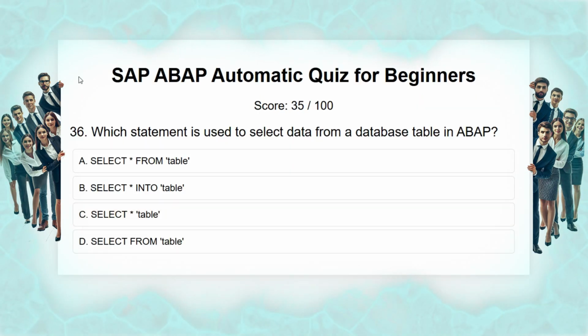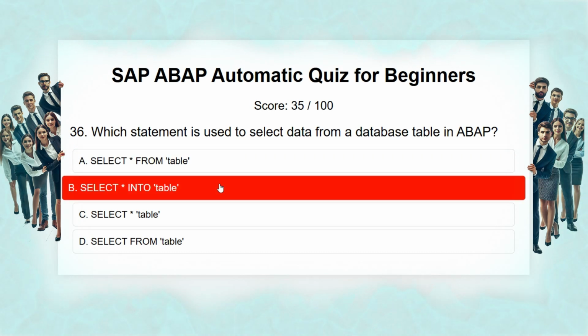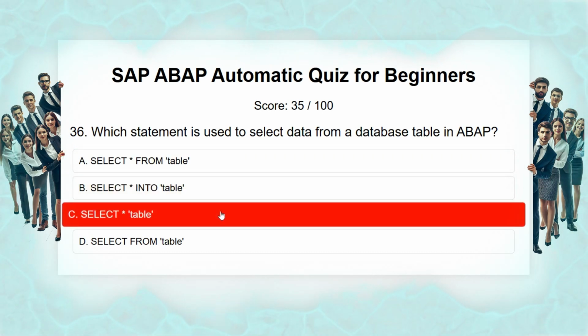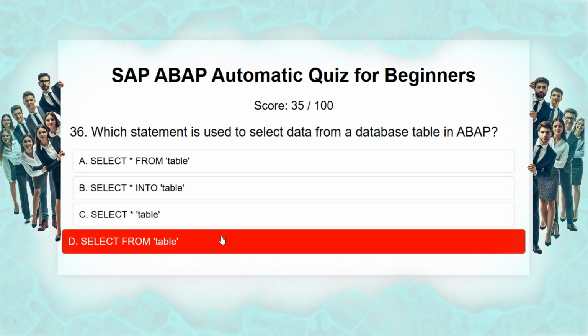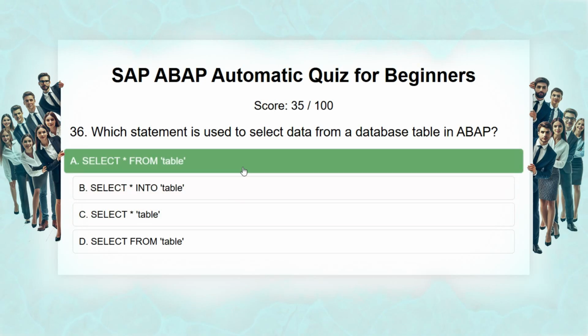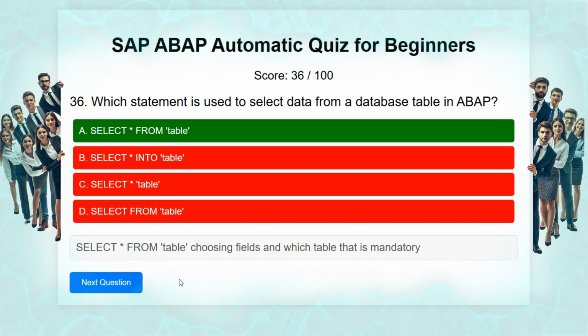36. Which statement is used to select data from a database table in ABAP? A. Select asterisk from table. B. Select asterisk into table. C. Select asterisk table. D. Select from table. Correct answer. Select asterisk from table, choosing fields and which table is mandatory.